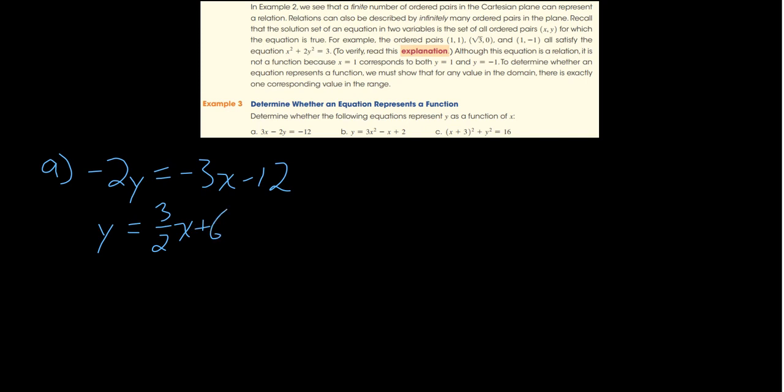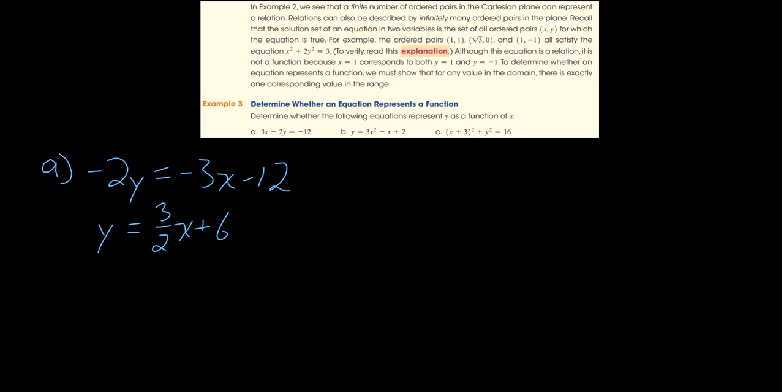So A, what I'm going to do is solve A for y. If I subtract 3x from both sides, I have negative 2y is equal to negative 3x minus 12. And if I divide both sides by negative 2, I've got y is equal to 3 halves x plus 6. And of course we've seen in previous chapters that this is just slope-intercept form.